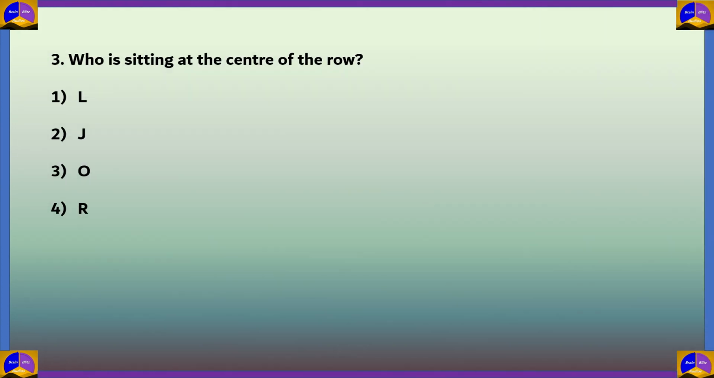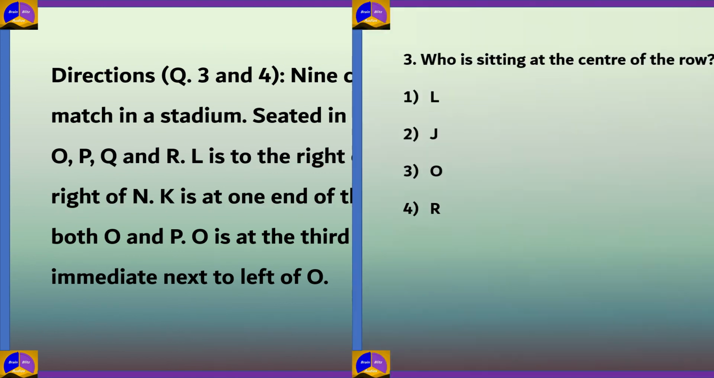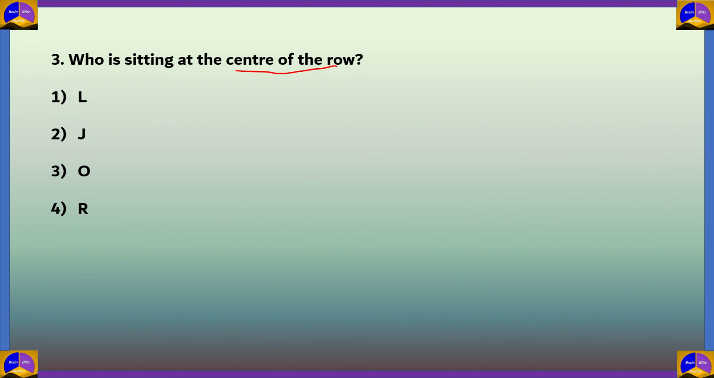Let's look at question number 3. Who is sitting at the center of the row? Option 1, L, 2, J, 3, O, 4, R. Now, center of the row. Now let's say these are numbers and it's data arranged in ascending order. So the center of the row would be the center of the data. Now the center of data is the median of the data, the median of the numbers.